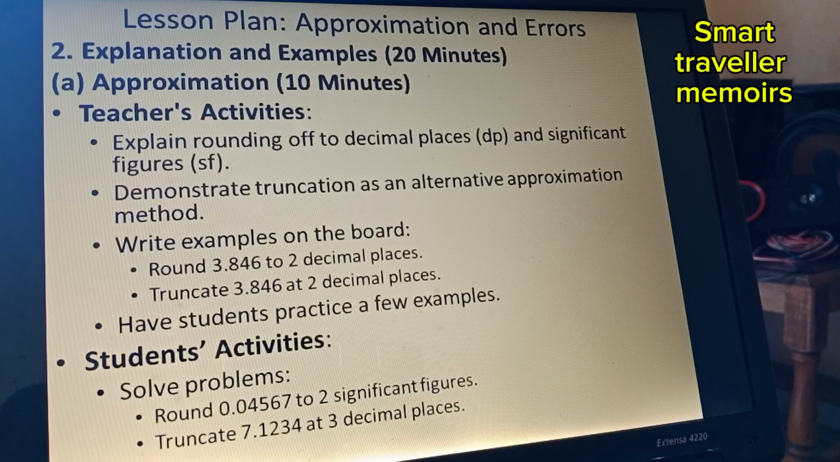Students' activities will be to solve problems. For example, round off 0.04567 to 2 significant figures. Or truncate 7.1234 to 3 decimal places.